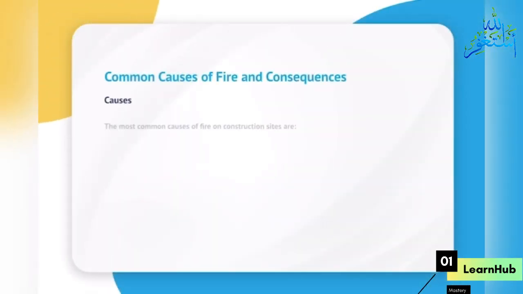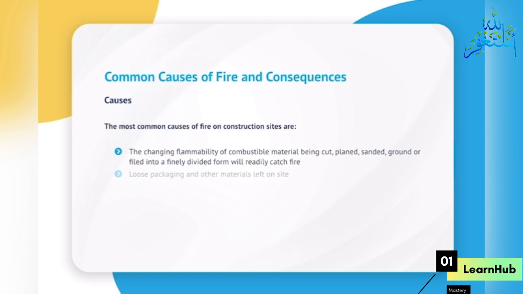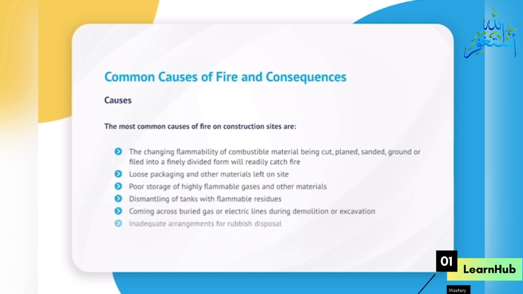Common causes of fire and consequences. Causes. The most common causes of fire on construction sites are the changing flammability of combustible material. Being cut, planed, sanded, ground or filed into a finely divided form will readily catch fire. Loose packaging and other materials left on site.